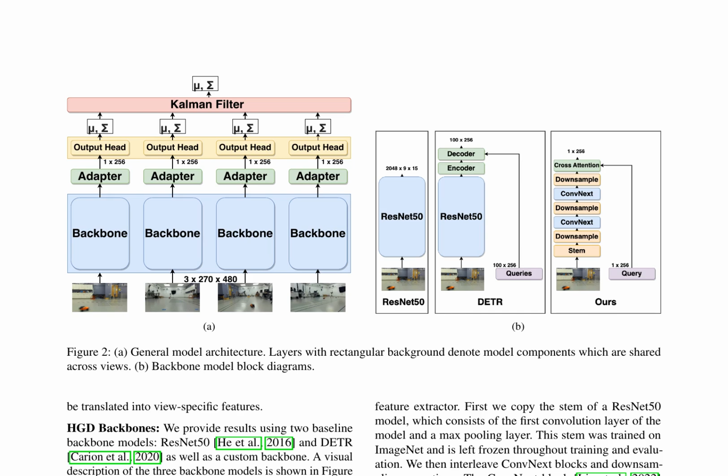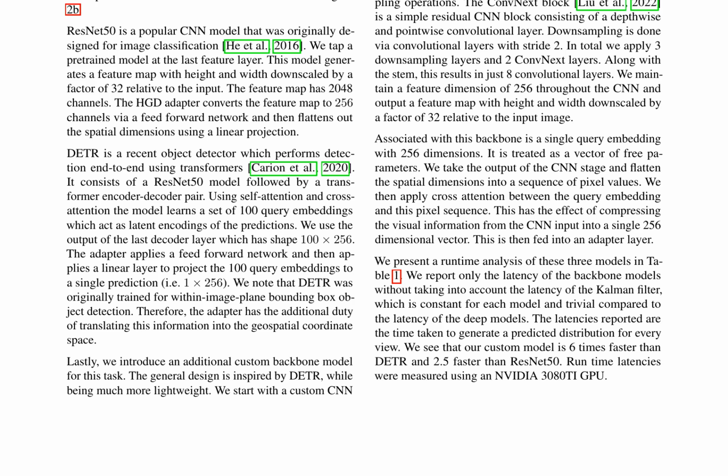The framework is tested using 3 backbone models: ResNet 50, DETR, and a custom model. The custom model is found to be the fastest, with a runtime analysis showing it to be 6 times faster than DETR and 2.5 times faster than ResNet 50. The paper also includes details on data collection, including scenarios with open and occluded environments, and data preprocessing techniques.